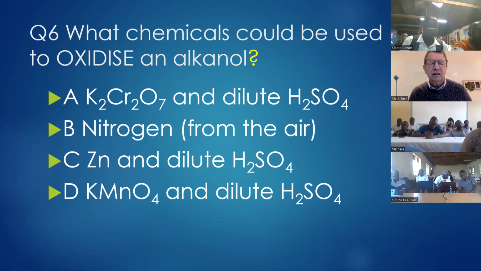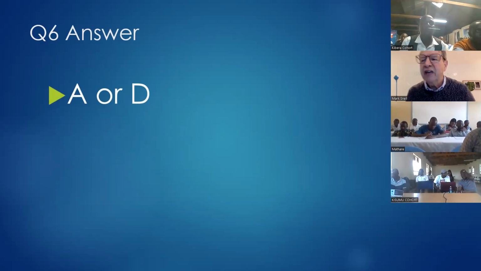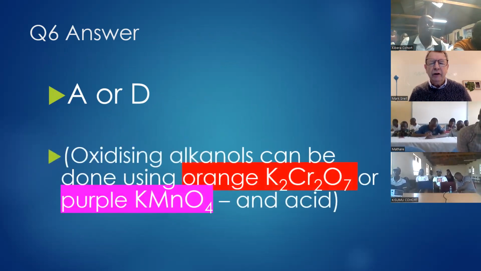And the answers are A or D, because A was K2Cr2O7 and D was KMnO4. So orange potassium dichromate, purple potassium manganate, turning green and colorless. Important that they know the color changes.